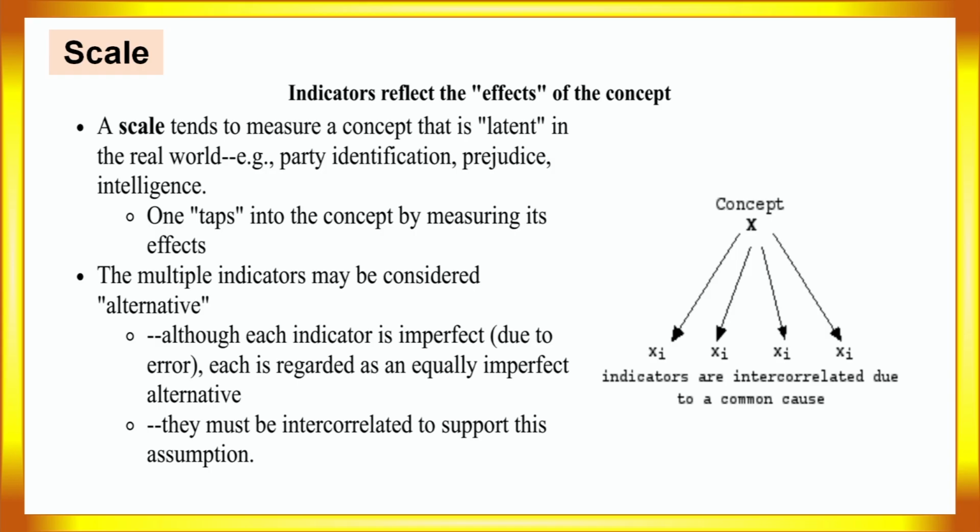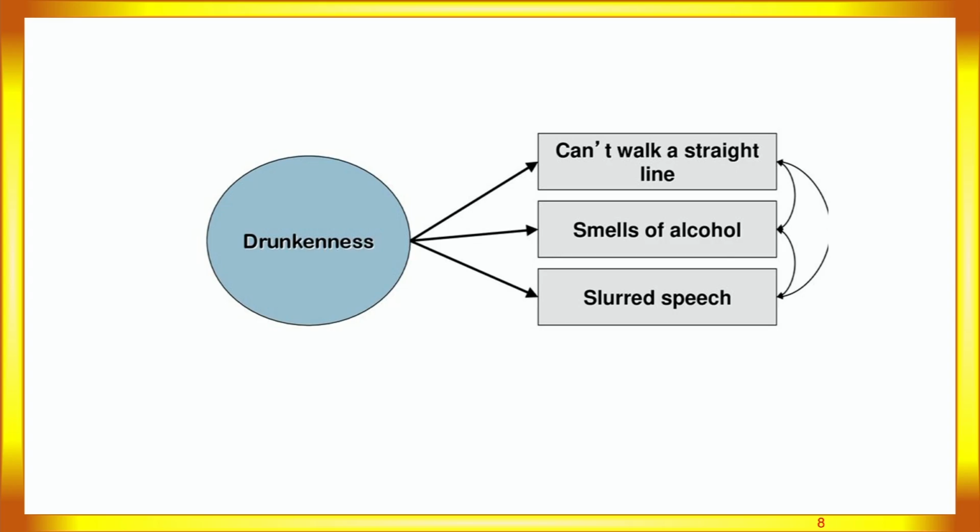So, let us clarify this part with the same construct, drunkenness. If the items of that measuring instrument for drunkenness are like effects, then if a particular person is drunk, what may happen? He cannot walk straight, his speech may be blurred, and there will be a smell of alcohol also. If a person is drunk, all these things happen together, and these look like effects of drunkenness, and they are highly correlated also.